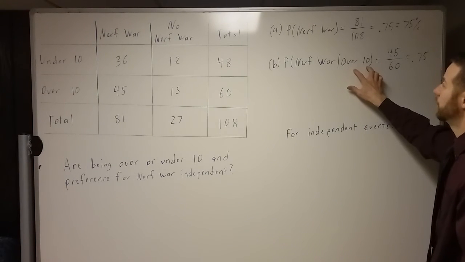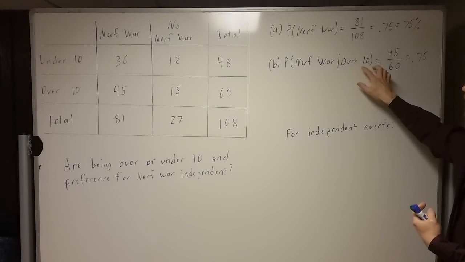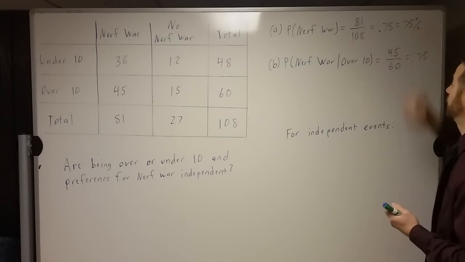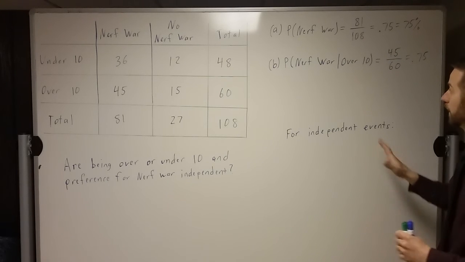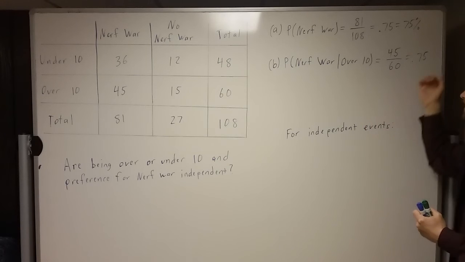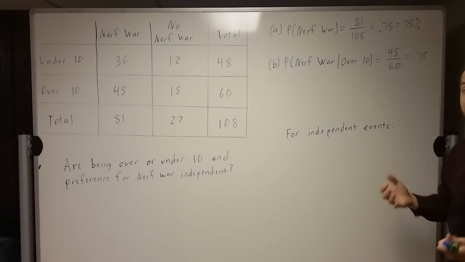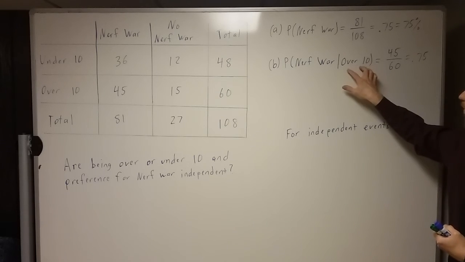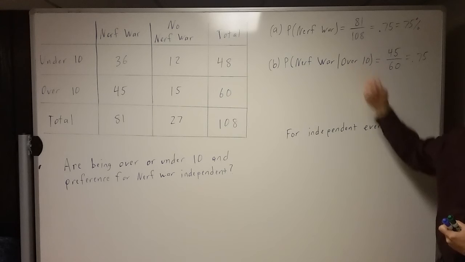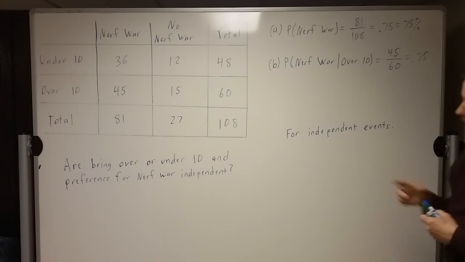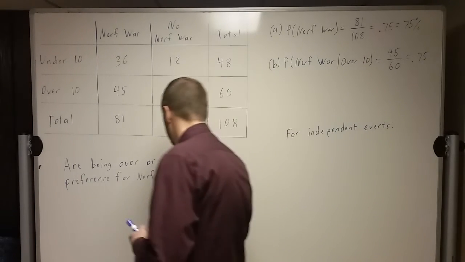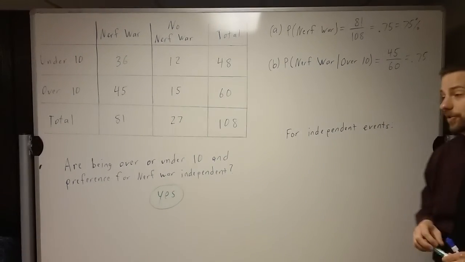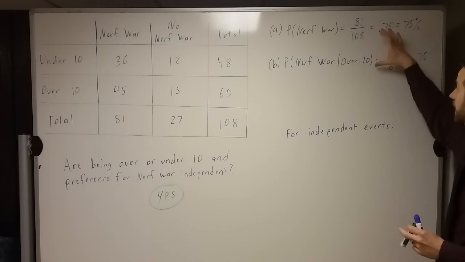So, did being over 10 have any effect on the probability of liking to have Nerf wars? Well, there's a 75% chance you like to have Nerf wars if we just look at everyone. If you only look at people over 10, still a 75% chance that you like to have Nerf wars. That means there is no change in the probability. That means being over 10 had no effect on your preference for having Nerf wars. So, are these independent? Yes, they are. Independent means they do not affect each other, right? And so these don't affect each other.